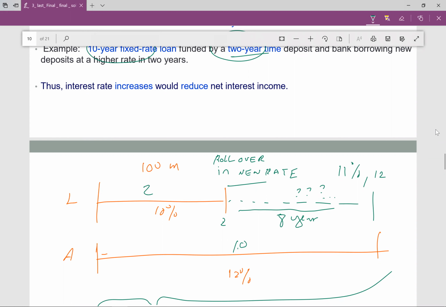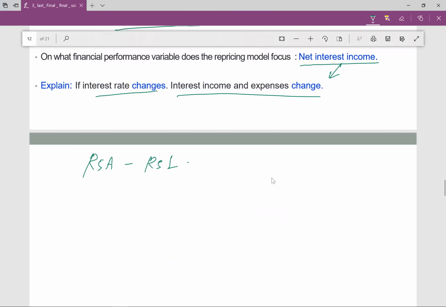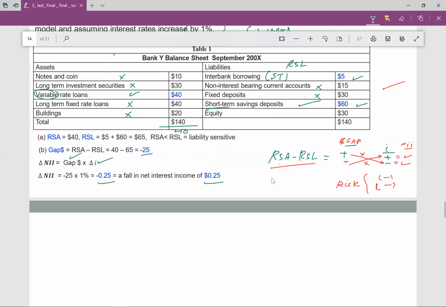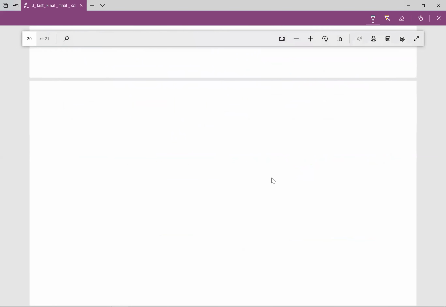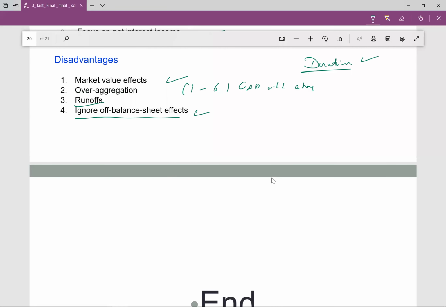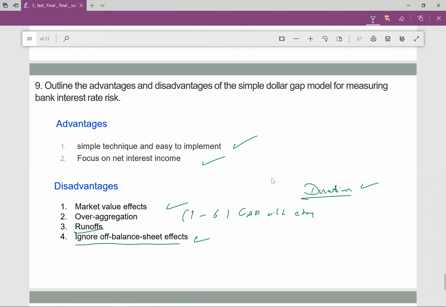Is it okay? Yes, sir. Yeah, okay, clear? I have a question. Yeah, go ahead. Sorry, I couldn't catch the part about the last question, the simple dollar gap model. What do you mean by the market value effect and the other one, what is it called? Yeah, the market value effect and over aggregation.